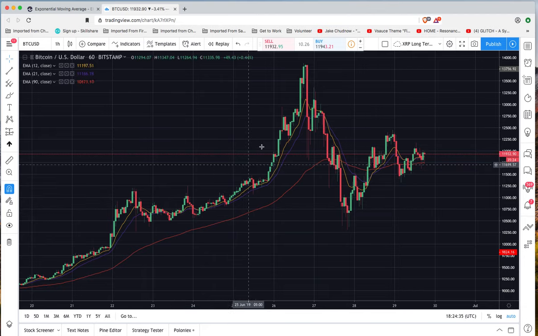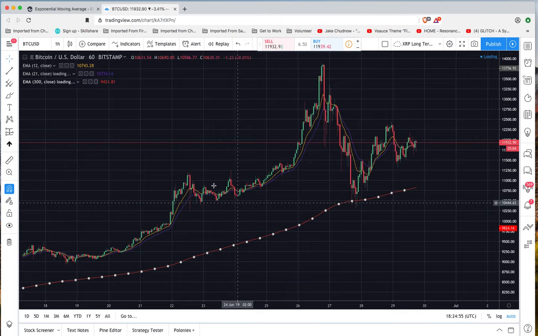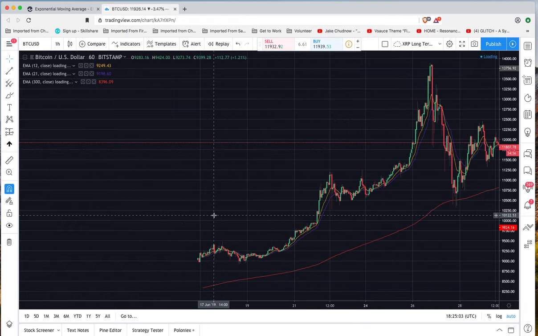Yeah, the 12-hour or the 12 period is kind of going along the same lines, same with the 21, but for the 1 hour, I generally use a 12, a 21, and I think 300 is the input that I like, 300 period on the hour. And here you'll see another very similar correlation to that. Obviously not as on point as the 4-hour, but still a pretty good representation.